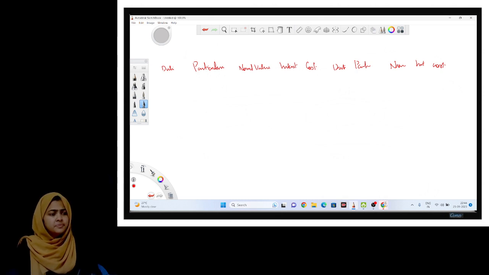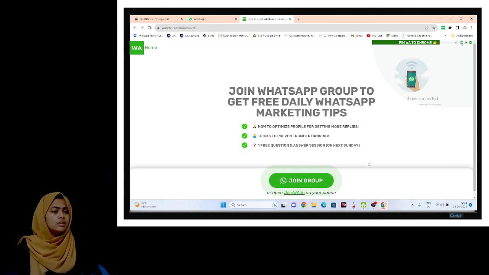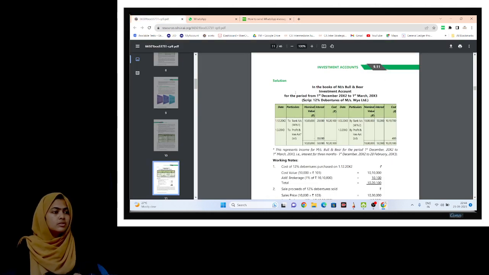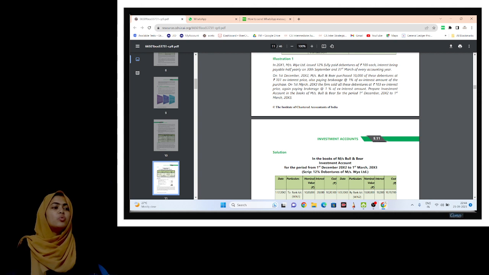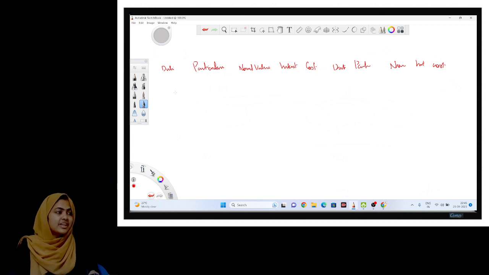On 1st December, they purchased 10,000 of these debentures at 101 ex-interest price. Now nominal value, how much would you say? You tell me. 10,000 debentures they purchased, and they have already given the face value, which is 100. So 10,000 into 100, the nominal value would be 10 lakh rupees, right?